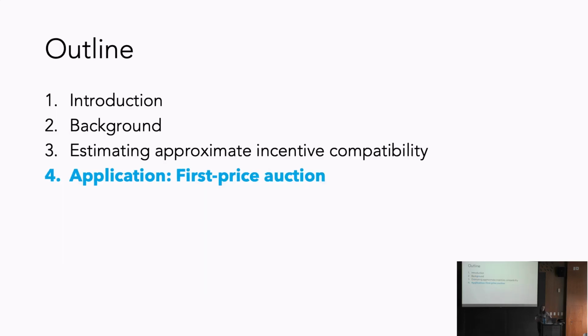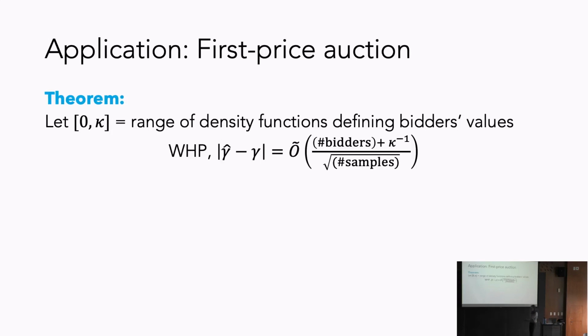Okay, so I just want to give one application, which is the first price auction. Here's what I mean by when is a distribution nice. Let's say that this interval 0 to kappa contains the range of the density functions defining the distribution over the buyer's values. Basically this is saying that there are no point masses in this distribution. It's a nice distribution depending on kappa. So with high probability, the difference between our estimate gamma hat and the true IC approximation factor gamma is bounded by the number of bidders plus 1 over kappa, divided by the square root of the number of samples.